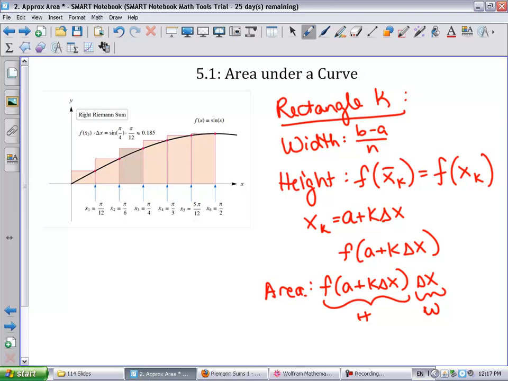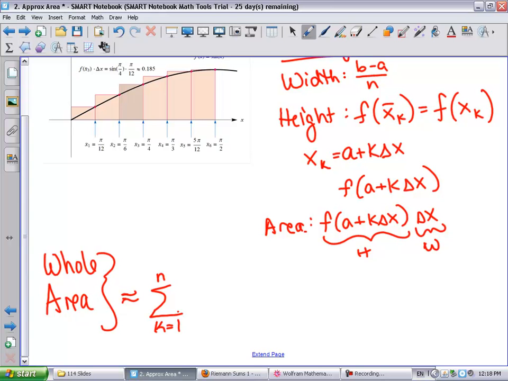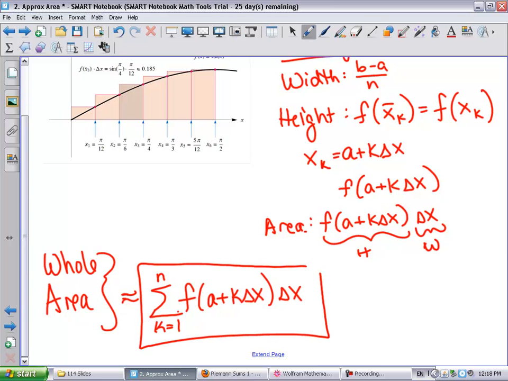And now we get to use our sigma notation to say that the area of the entire shape is approximately the sum starting at rectangle 1 ending at rectangle n of the area of each of these rectangles, so of f of a plus k delta x times delta x. So this right here is your formula for a right Riemann sum. So that's important. You'll want to remember that.